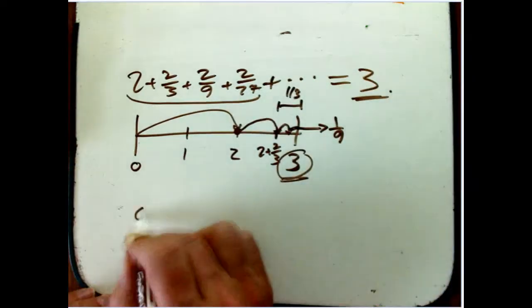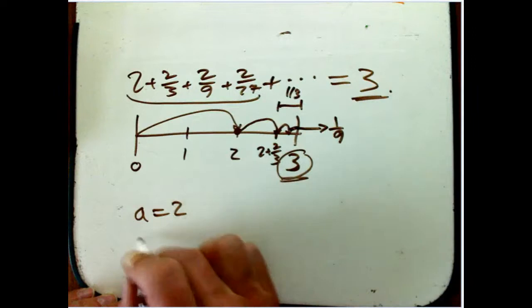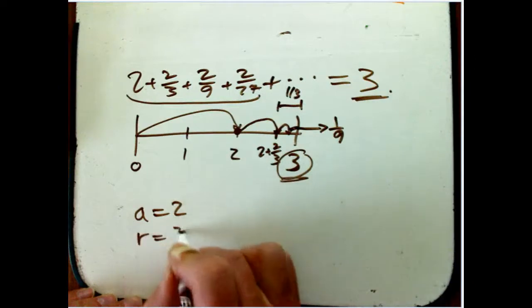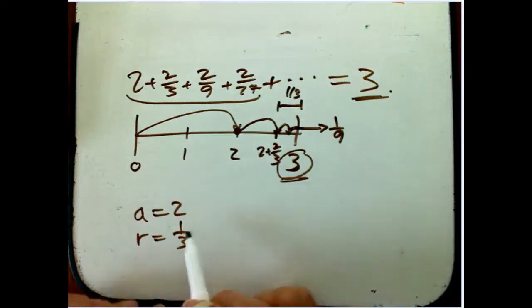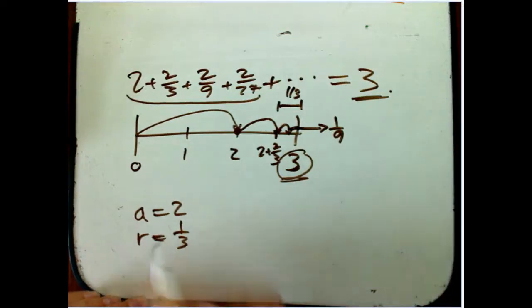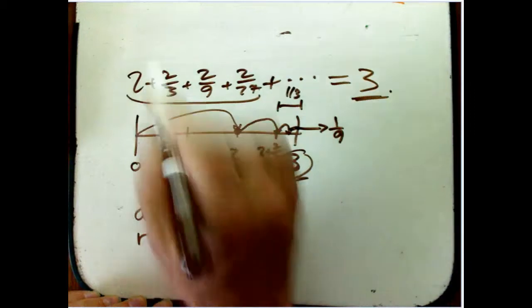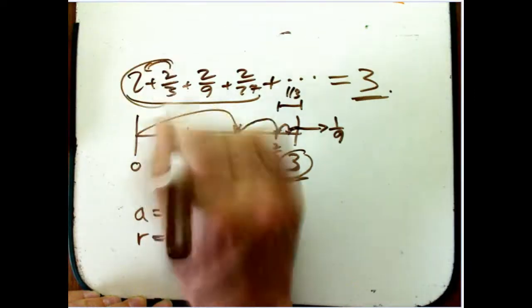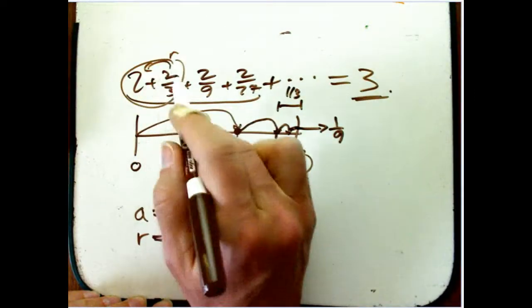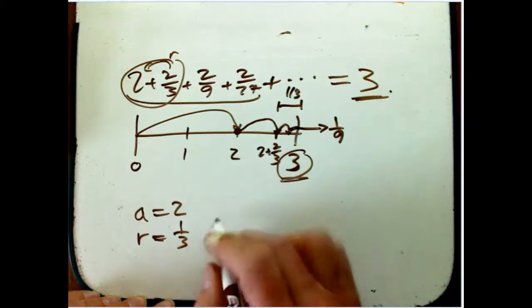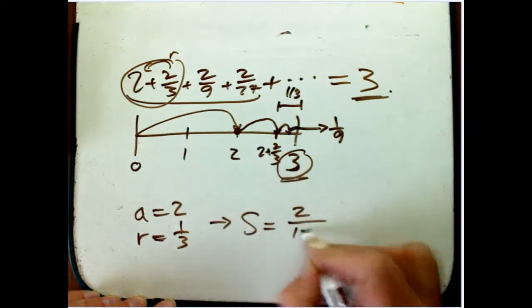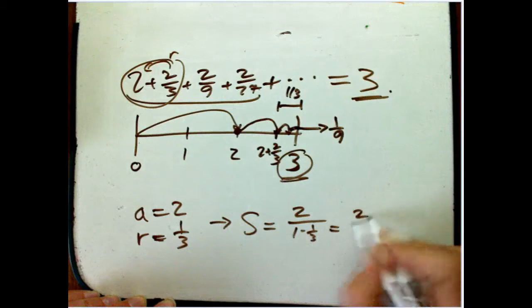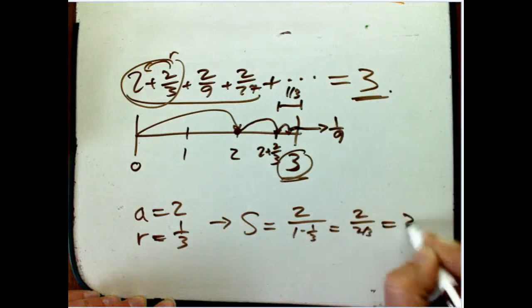Let's see if it works with our formula. A equals 2. R equals, not 2/3. This is a mistake my students always make. Make sure you can do the ratio correctly on one of these guys. The ratio is this over this, that's 1/3 here. And so the infinite sum is just 2 over 1 minus 1/3. That's 2 over 2/3, and that's 3.